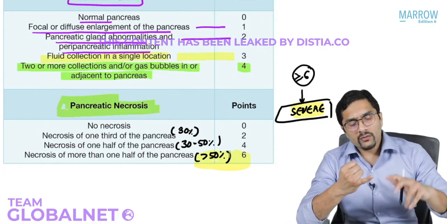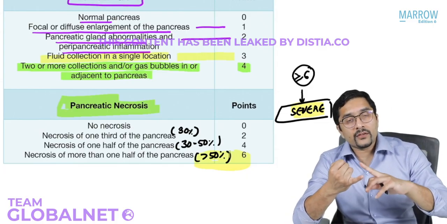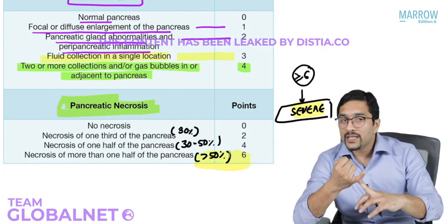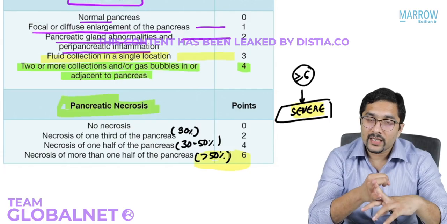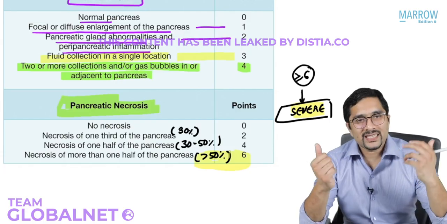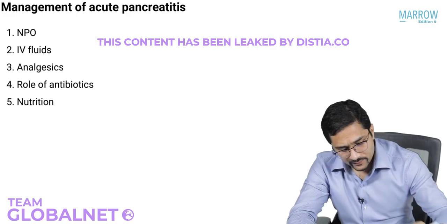So what have we done till now? We've discussed the causes, we've discussed the clinical features, we've discussed how to work up a patient, how to confirm the diagnosis, and how to judge the severity. Now comes the time to manage these patients with acute pancreatitis.